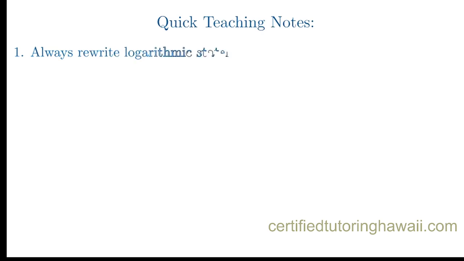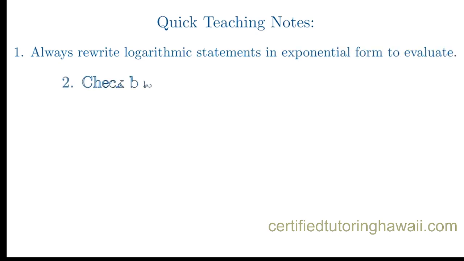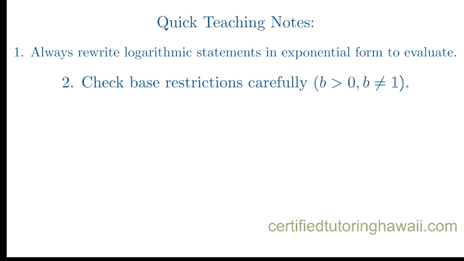Let's pause for a moment to recap the core ideas we've covered for evaluating logarithms. First and most importantly, always rewrite the logarithmic statement in its exponential form to solve. This is the golden rule of logarithms. Second, check the base. Remember, it must be positive and cannot be 1.